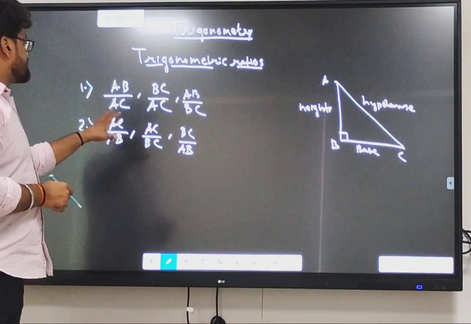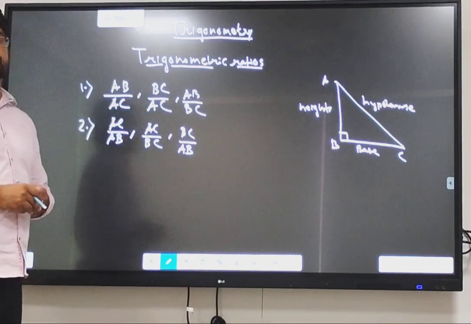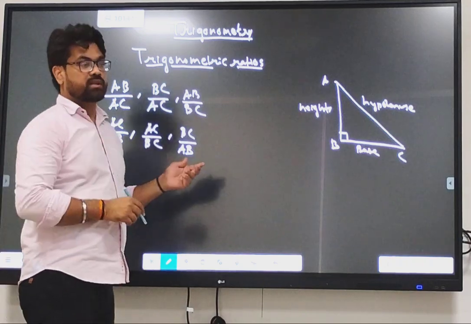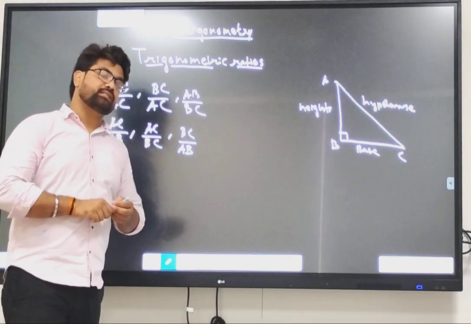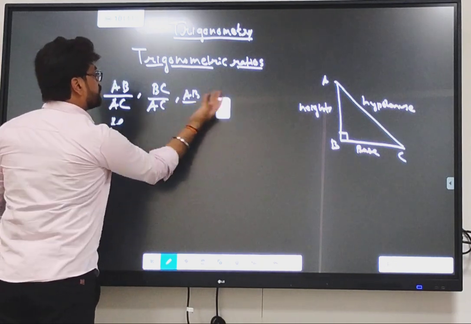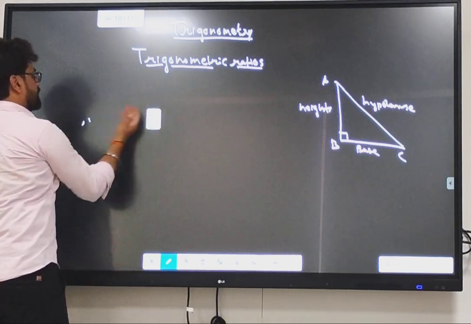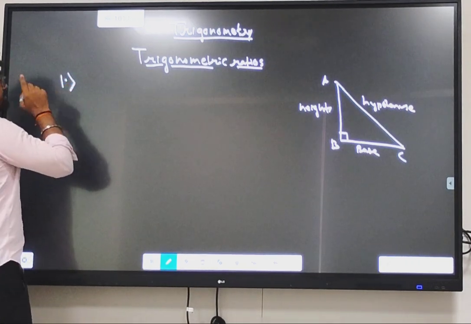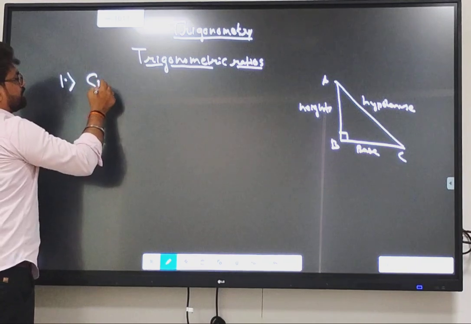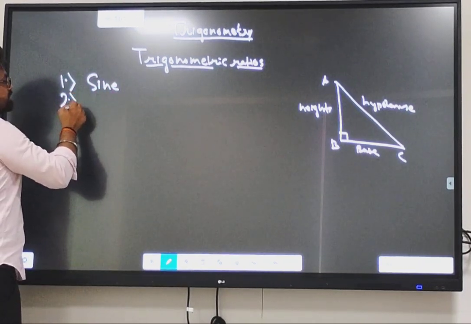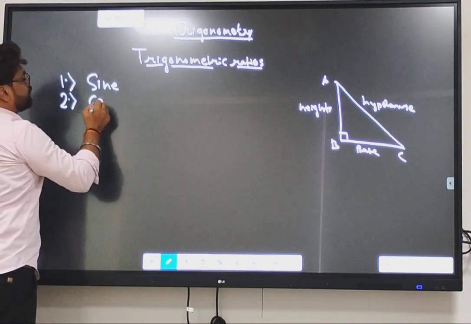Okay, now these six ratios have been given some names. Okay, so what are the names of these ratios and how can we find these? So let us write it more specifically. So these ratios are nothing but the first ratio is sine. The first ratio is sine. Second is cosecant.